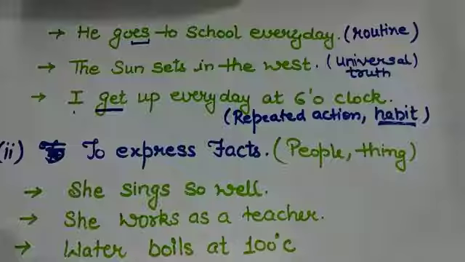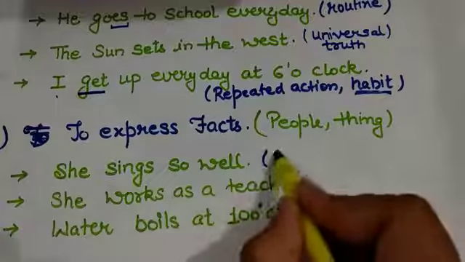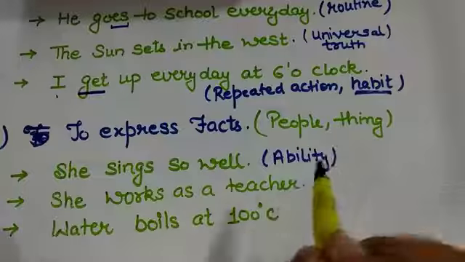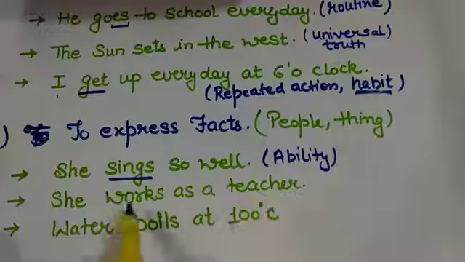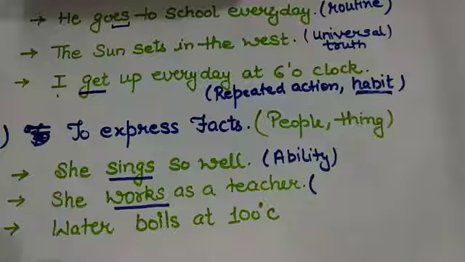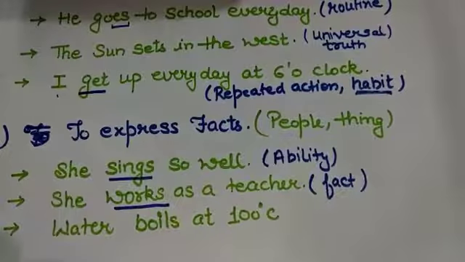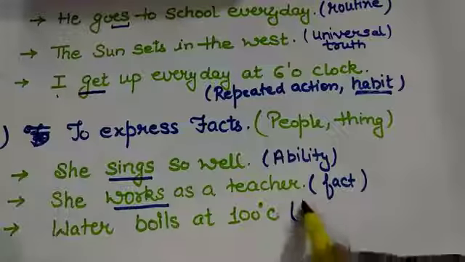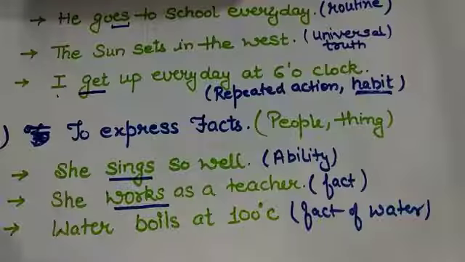Now, simple present tense is also used to express facts. Like see these examples. She sings so well. It is an ability of that girl that yes, she sings so well. It is a fact about her life. See, she works as a teacher. We have discussed a career point or a particular fact about her. So, it is a fact of her life that she works as a teacher. See, water boils at 100 degrees Celsius. This is again a fact of water. So, we used simple present tense to express this.